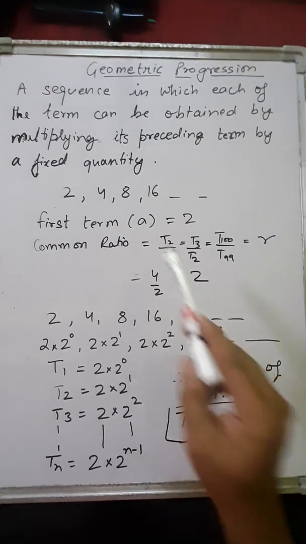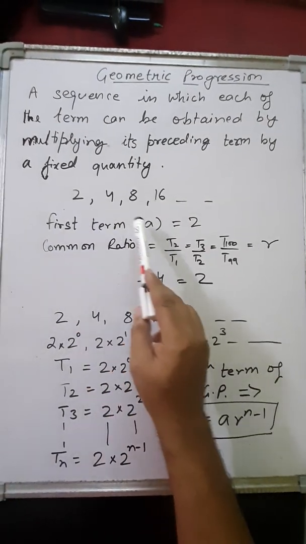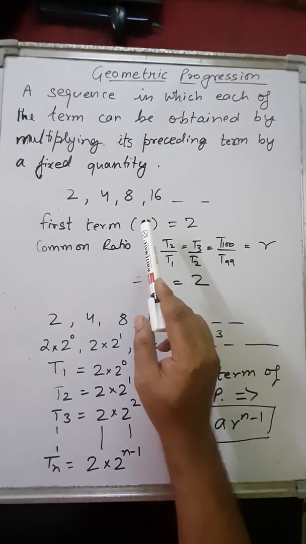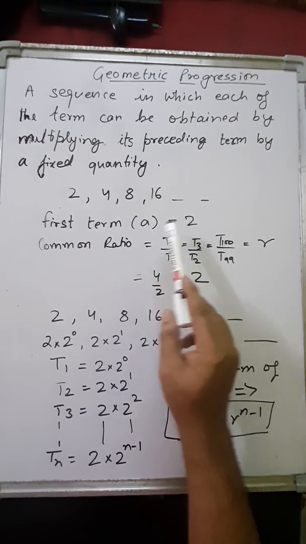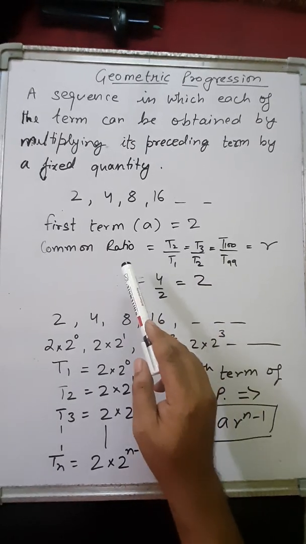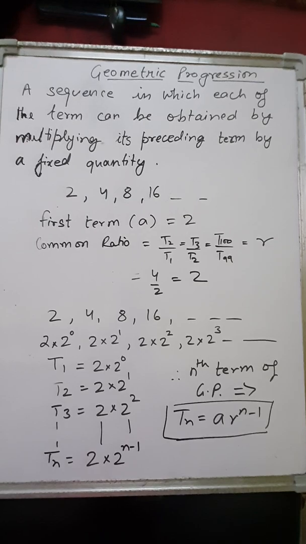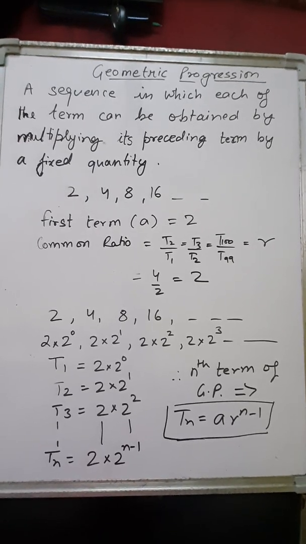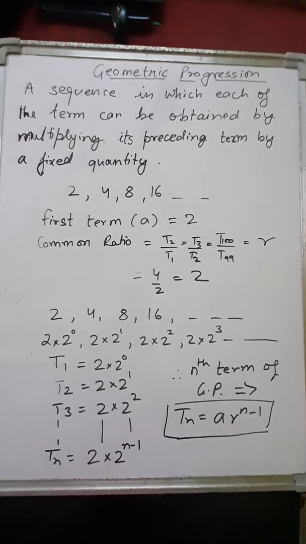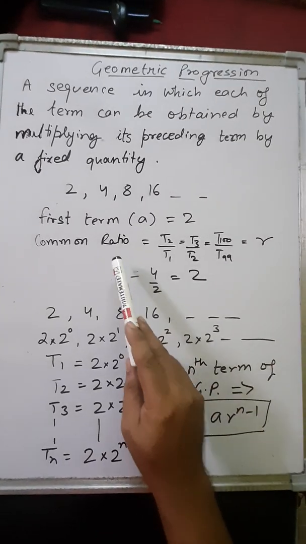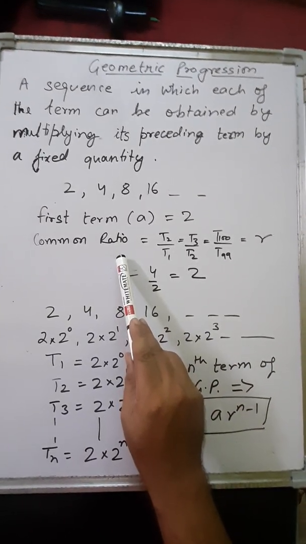Now here this 2 is the first term and we know that the first term is represented by small a. So the value of small a, the first term, is 2. In AP we have studied about the common difference, T2 minus T1, T3 minus T2. Here we are going to study about the common ratio, because we are multiplying or dividing with the term. So that fixed quantity will be called the common ratio.